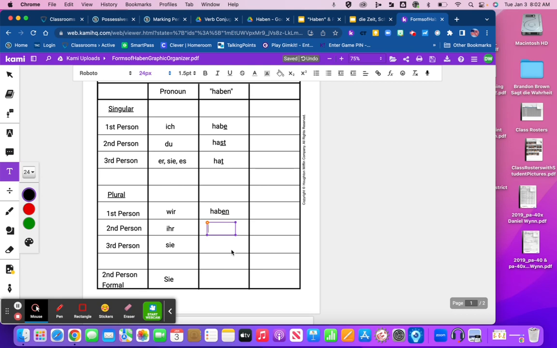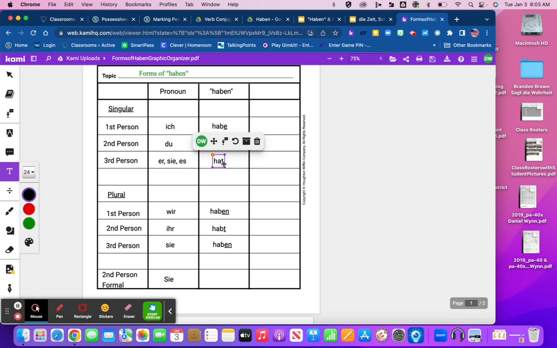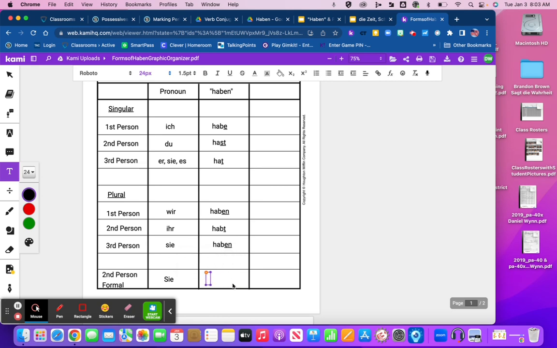Ihr, or you all, you plural, you guys, is habt. So we add a T and keep the B. So similar to the one up here, third person, except we don't drop the B and we add the T. So ihr habt is you all have, or you guys have. And then they, sie, also stays the same. So sie haben is they have. And so this is how you tell the difference in a sentence of whether it's she has or they have. You'll have to look at the verb form and notice the difference in the ending. So she has is sie hat, but they have is sie haben. And then down here, the you formal, or you have, is also Sie haben, or you formal have.